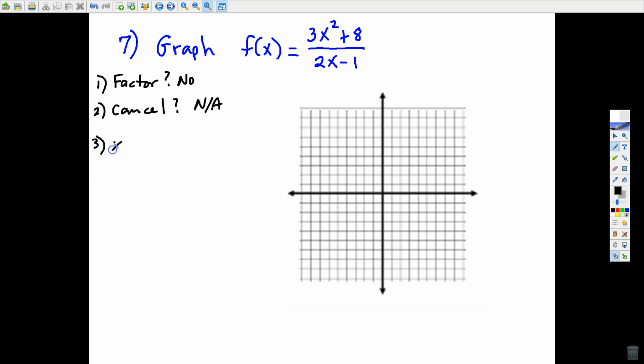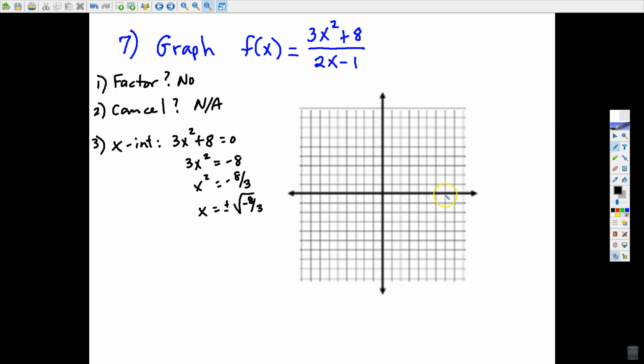Okay, well, let's look for x-intercepts. The x-intercepts will be found by taking the numerator, setting it equal to 0, and solving for x. Well, taking the numerator and setting it equal to 0 and solving is going to create an imaginary number. I'm going to be taking the square root of a negative number. If you want to see it, it's going to look like this. And the square root of a negative number is not real, and x-intercepts have to be real numbers.